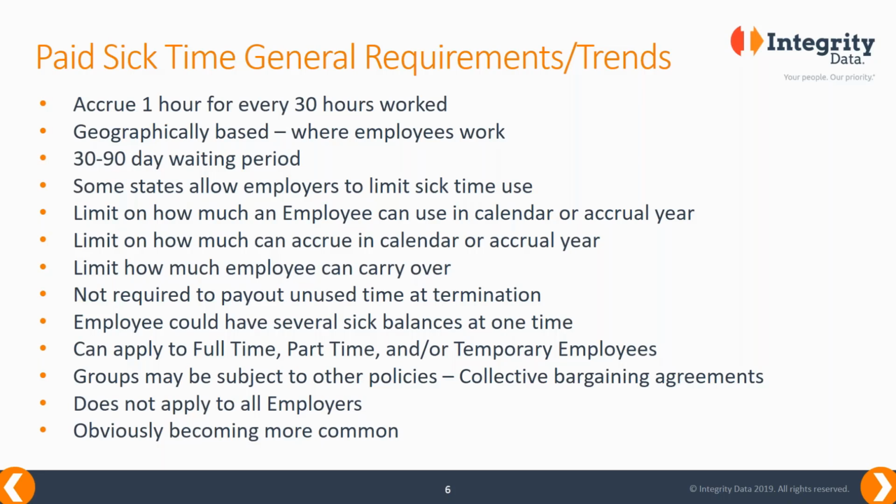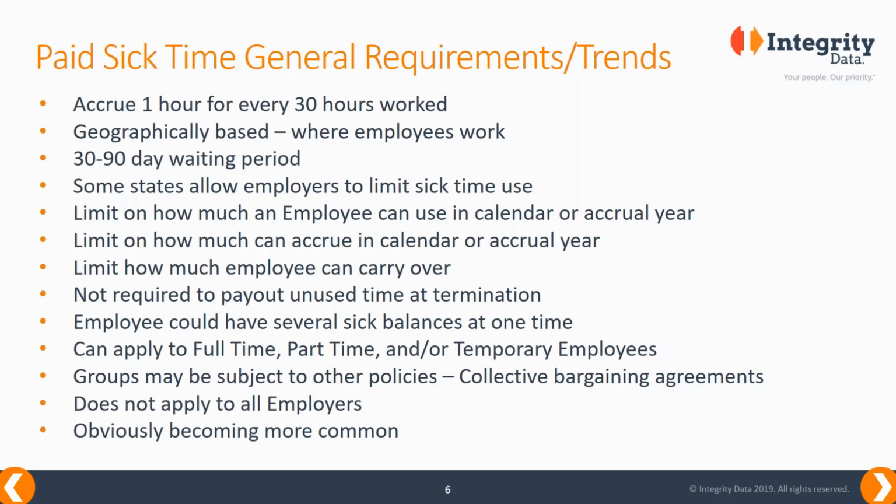So accrue 1 hour for every 30 hours worked. That's a general rule. We see 40. I think there's one state out there that has 50. The state of Michigan has 35. So it's generally in that range. You've got to keep track of those hours that the employee works and accrue the time accordingly.